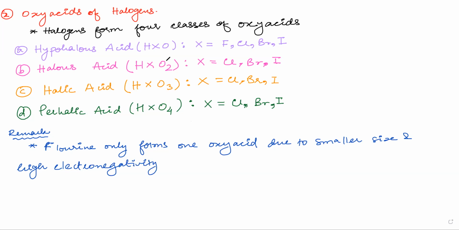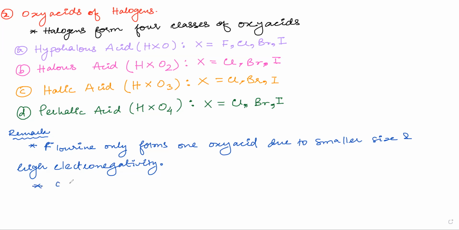Since it cannot accommodate two oxygen and one hydrogen, this little fluorine guy is of very small size. If it cannot accommodate two oxygen and one hydrogen, there is no question of asking whether it can accommodate 3 or 4 oxygens, right? So that is why it only forms hypohalous acid, due to small size and high electronegativity.